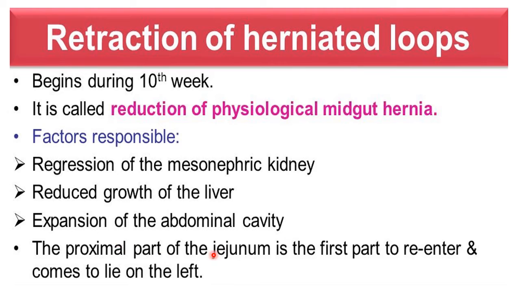And the proximal part of the jejunum, which is the cephalic limb, is the first part to re-enter and accommodate to the left side of the abdominal cavity. So that is going to lie on the left side.